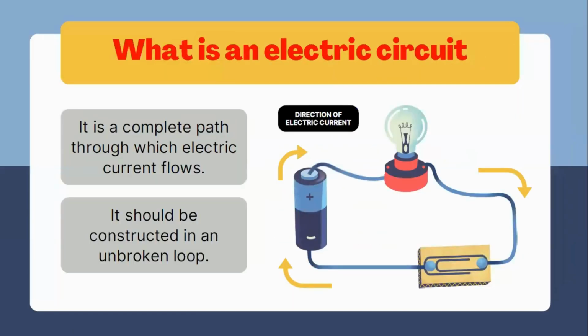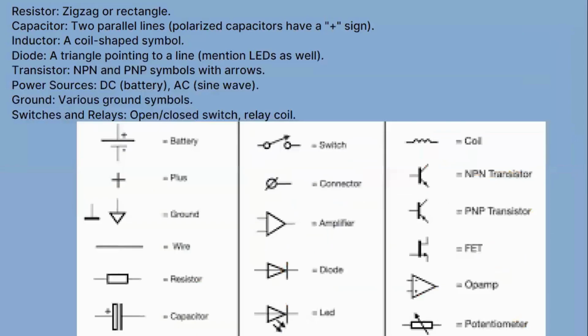Before going into the circuit diagram, what is an electrical circuit, which we already discussed in the previous videos? But again, I'm telling you: a supply is given, or an electron flow, a completing of a path. It should be a closed circuit, that is called an electrical circuit. You have to keep that in mind.